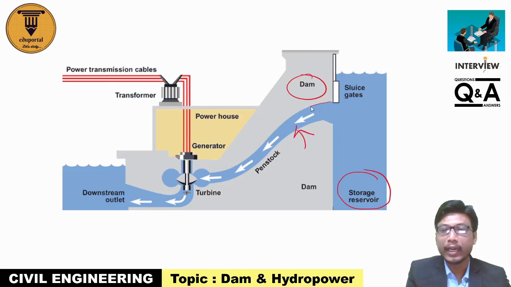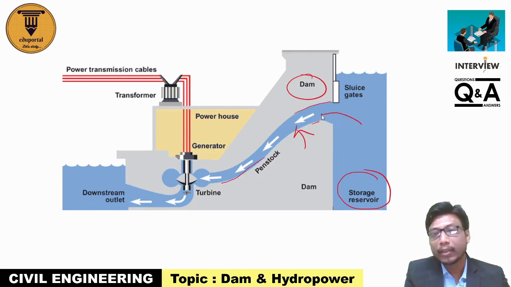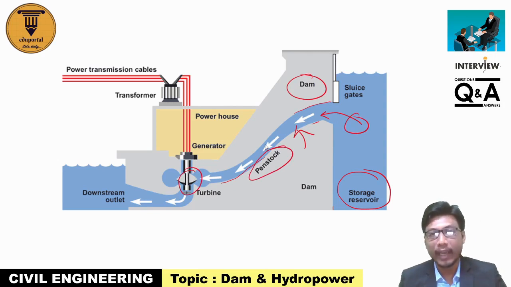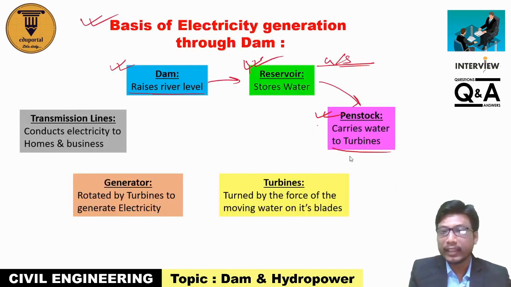It is actually a large tube, and it carries the water from the reservoir to the turbine. So you can see the turbine here, you can see the reservoir here, and this is the penstock. So the penstock is a large pipe which carries the water from the storage reservoir to the turbine. Now this is the penstock, and then the turbine.